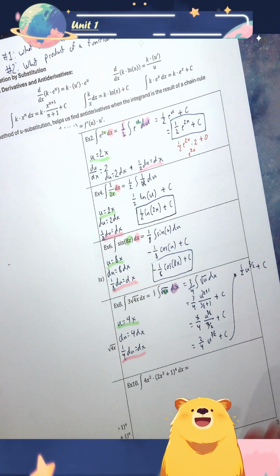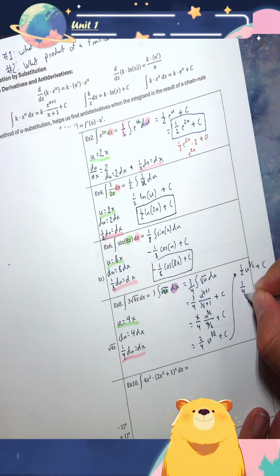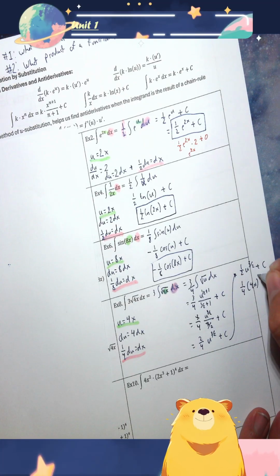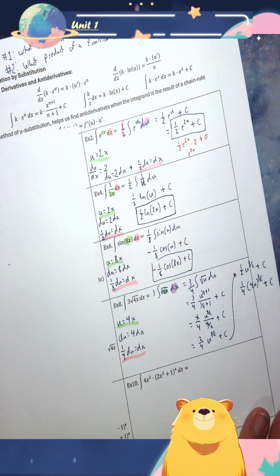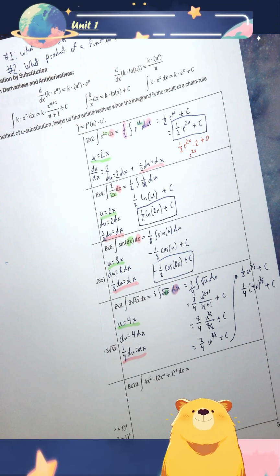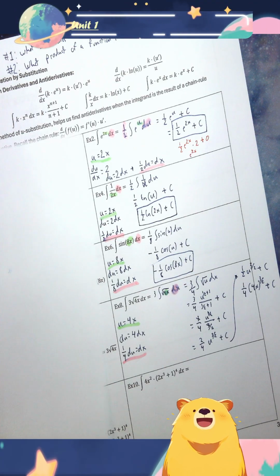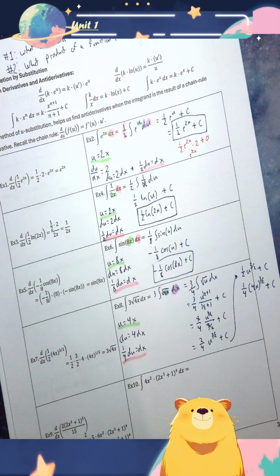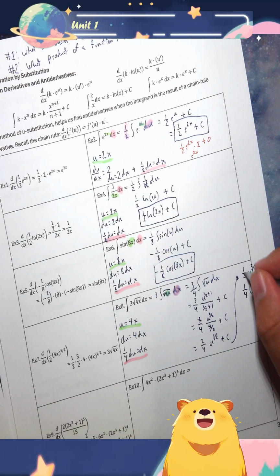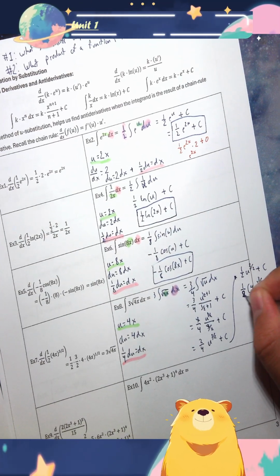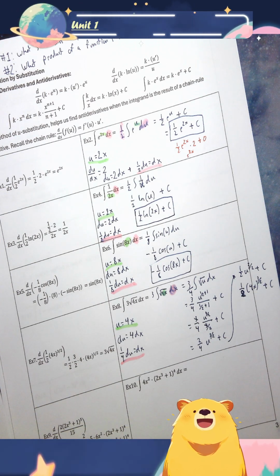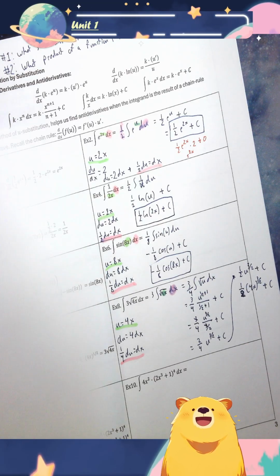And then I need to plug back in u. 4x to the 3 over 2 plus c. Okay, good. So it is, oh, I realized it was 1 over 4 and it was 1 over 2. Okay, let's keep it moving.